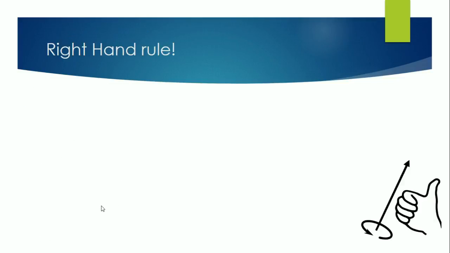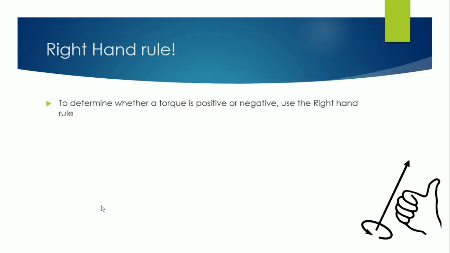So I forgot to mention this earlier, but it's important you know the right-hand rule when you're talking about physics and torque. The right-hand rule is a way to determine whether torque is positive or negative. Basically, you just use your right hand. So stick out your right hand like you're giving a handshake. So just do it right now. And this represents the moment arm.